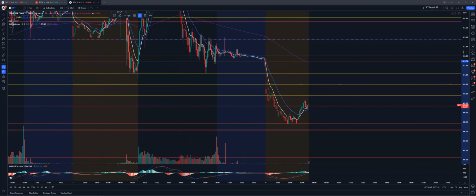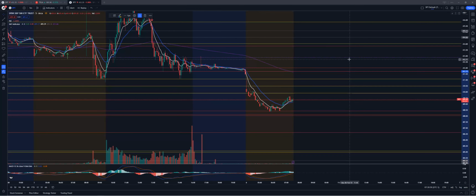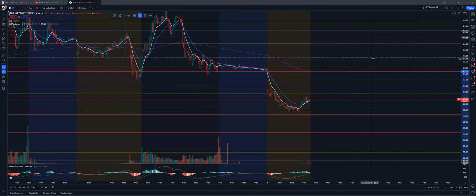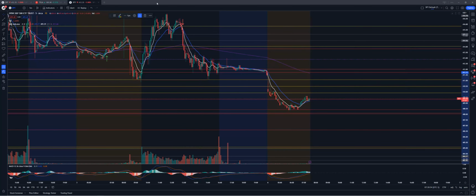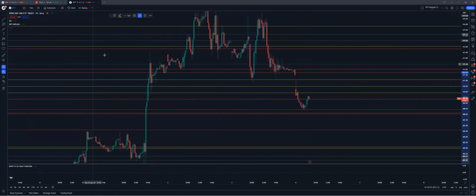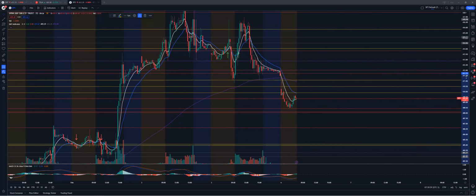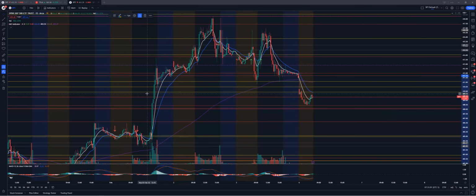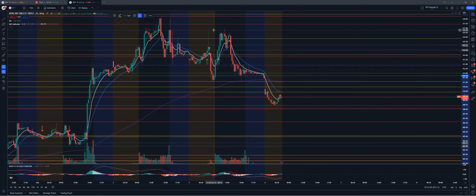And what I want to do is draw my zones for the day, and then any kind of intraday support and resistance that might be helpful in scalping. So if we go to the 15-minute chart, right away we can see that we're back in this range that we were trading in last week on Wednesday. So let's go ahead and draw our zones.